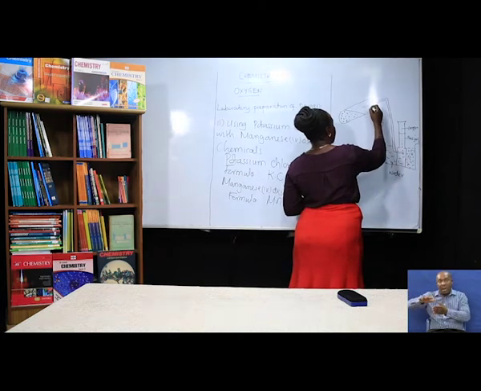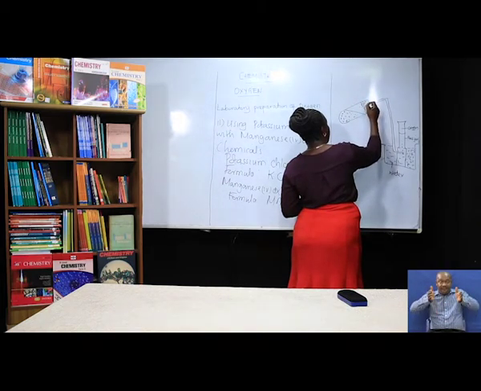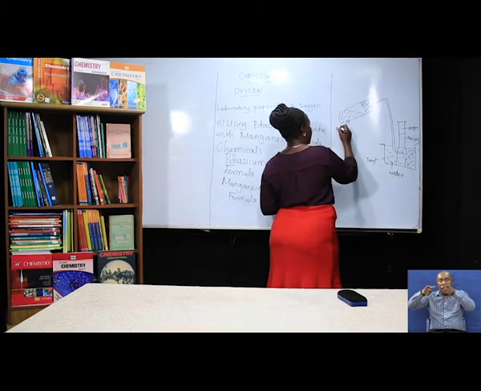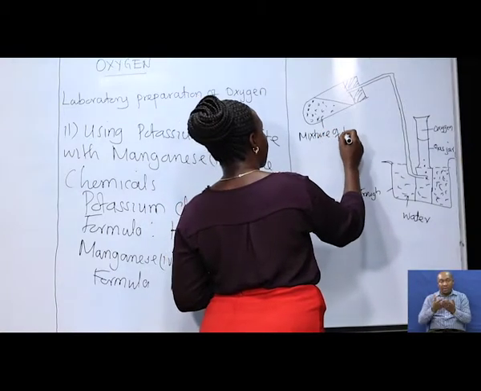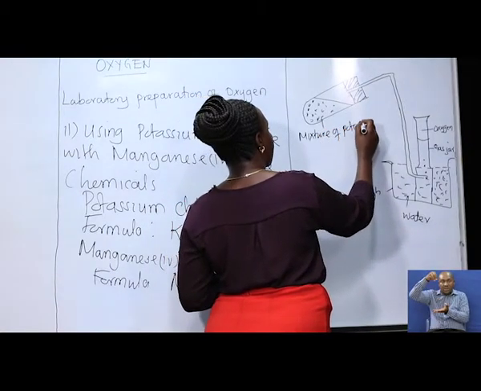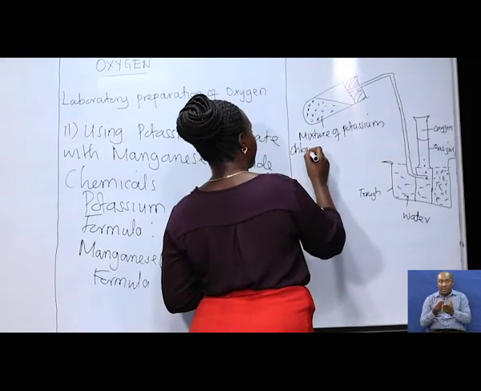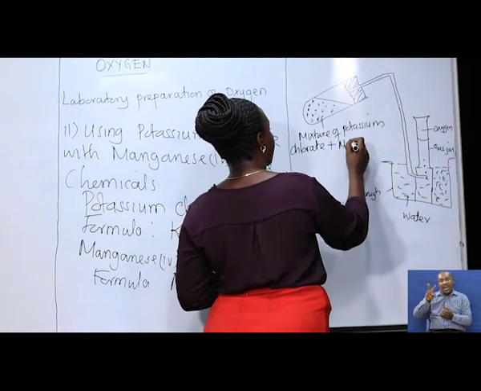Within the boiling tube, we insert a delivery tube. And then this is a mixture of potassium chlorate and manganese 4 oxide, mixed together.